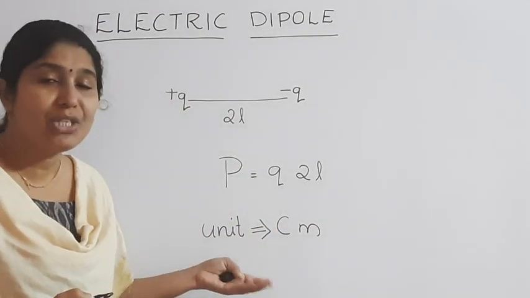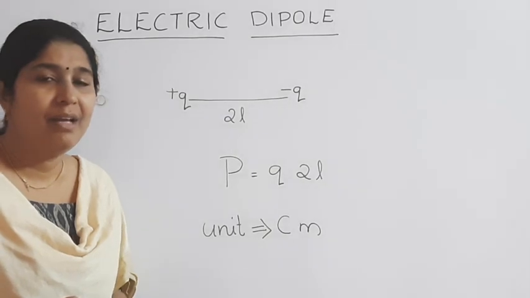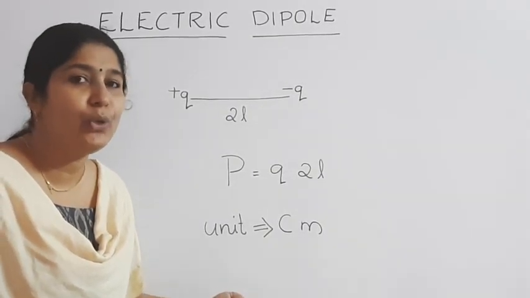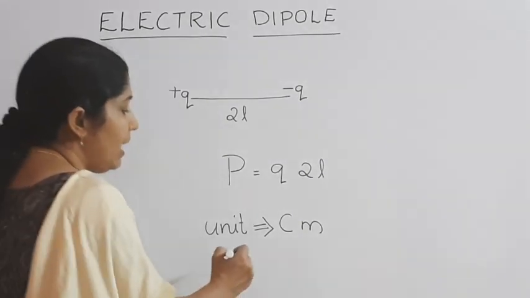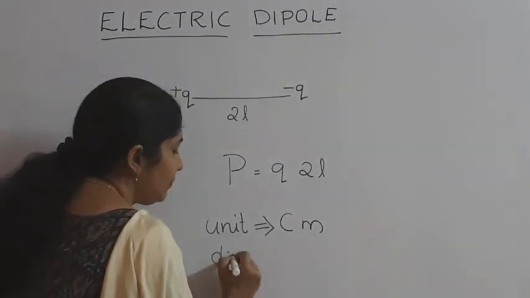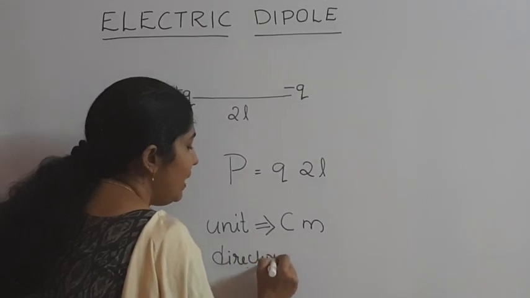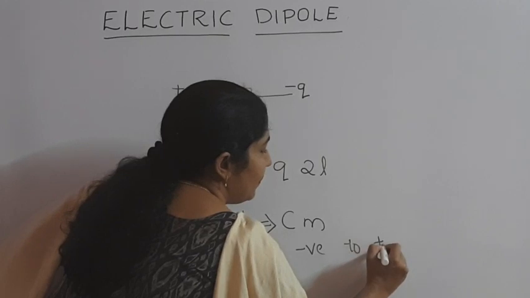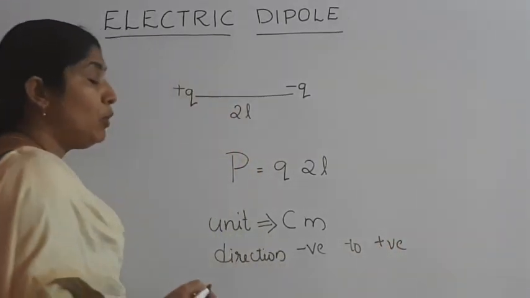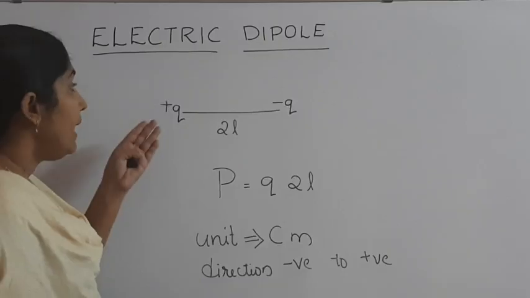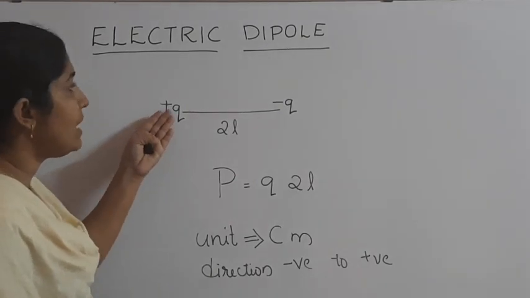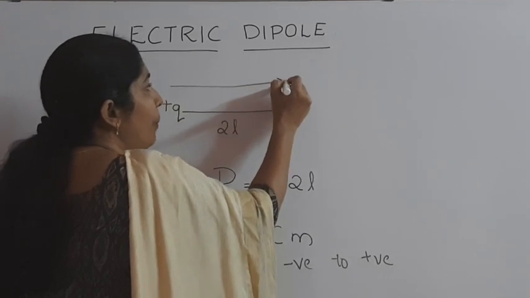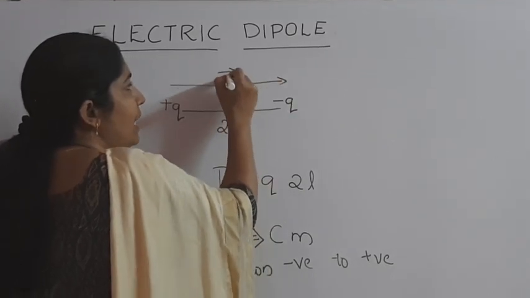Then what about the direction of dipole moment? Dipole moment is directed from negative to positive charge. Okay, what about the direction of electric field? Electric field lines are from positive to negative. The direction of electric field is from plus q to minus q. This is the direction of electric field.